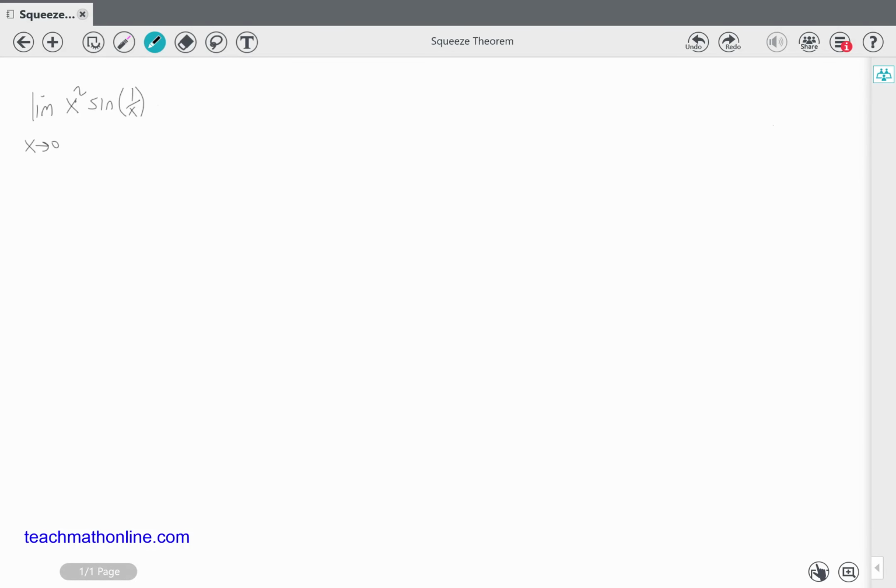Up until now, we have a couple ways to solve our limit problems. The first way I always like to try is plug in the number right away and see what you get. So when we plug in 0, we get 0 squared times the sine of 1 over 0, which is equal to 0 times the sine of infinity. And with that, we don't really have another option. We don't really know where to go from there.